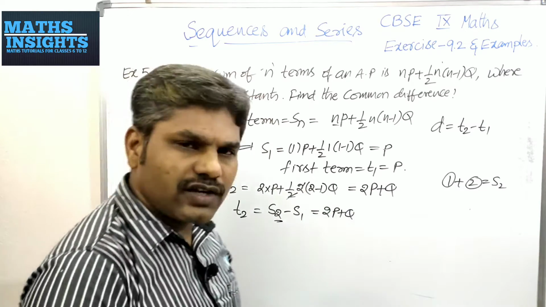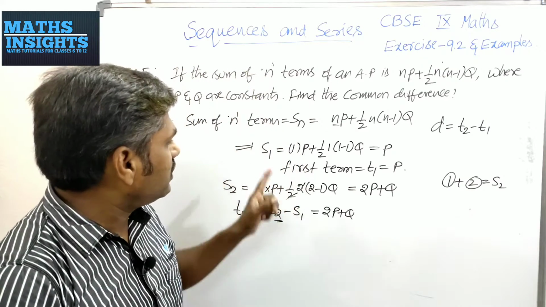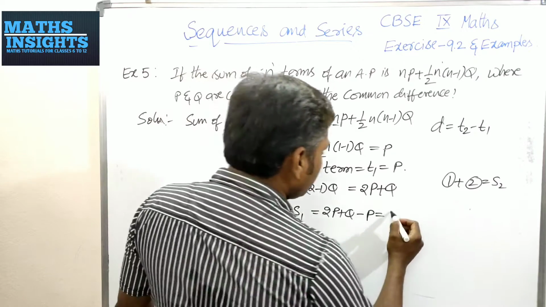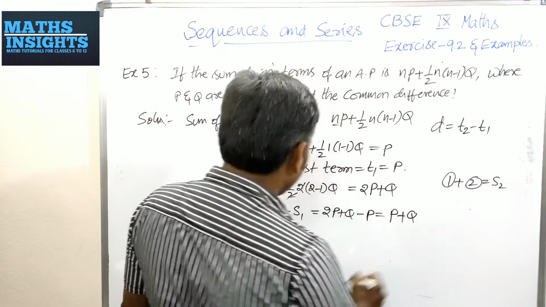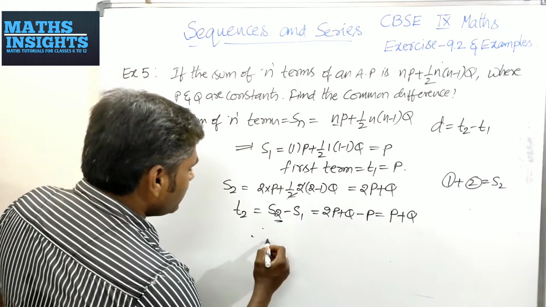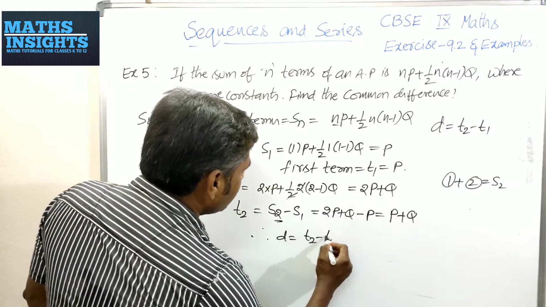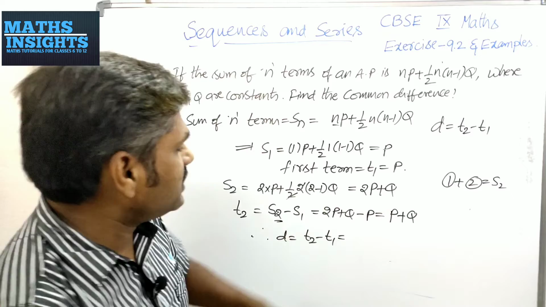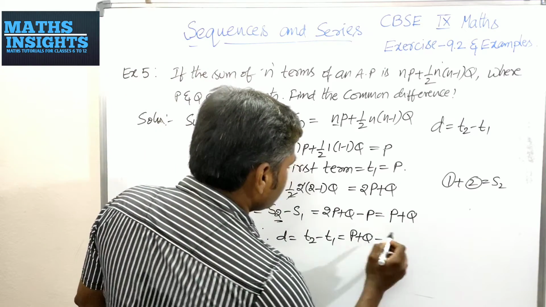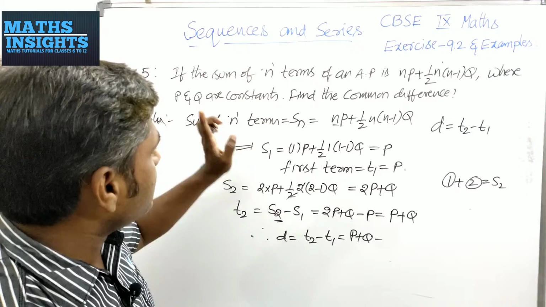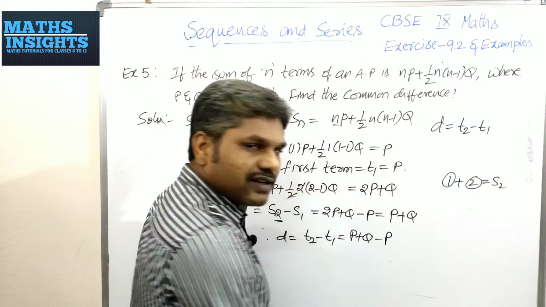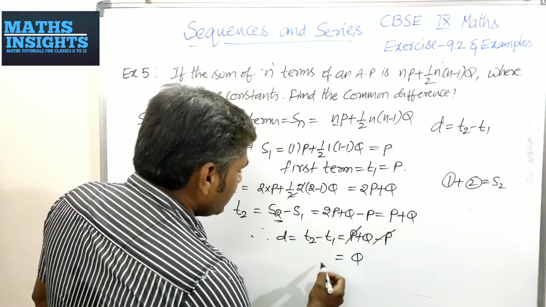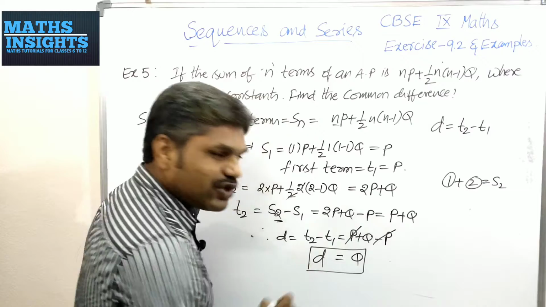Okay, my dear students, are you following me? Minus S1. S1 is P. So 2P minus P will become P plus Q. This is T2. Therefore, the common difference can be easily calculated by using T2 minus T1. T2 is nothing but P plus Q minus T1. Where is T1? Here T1 is P. Right? Simple. Minus P plus P cancel. Therefore, the D value is Q.